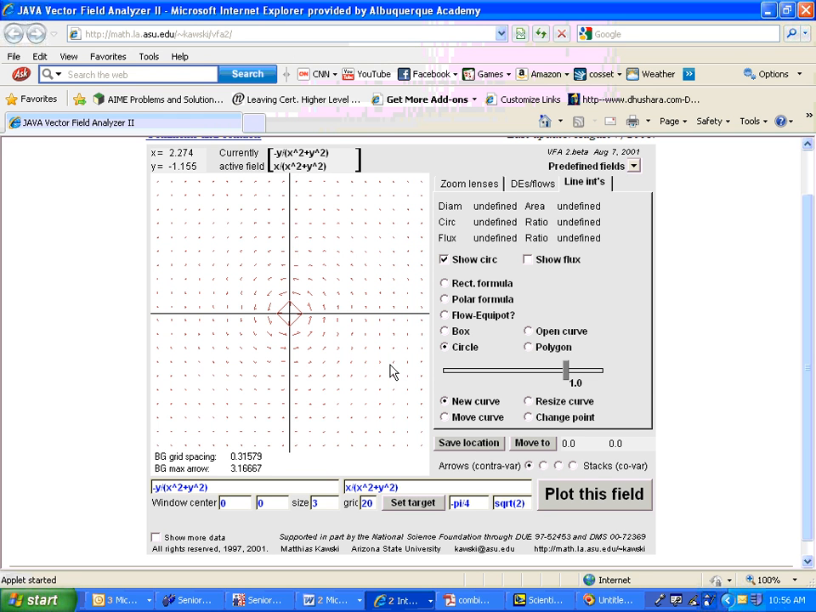Let's think about the vortex vector field. That's minus y over r squared times i plus x over r squared times j. That's what I've entered into this vector field analyzer. And we have discovered that when you take a circle of radius a centered at the origin, you get exactly 2 pi for that integral, regardless of the radius of the circle.